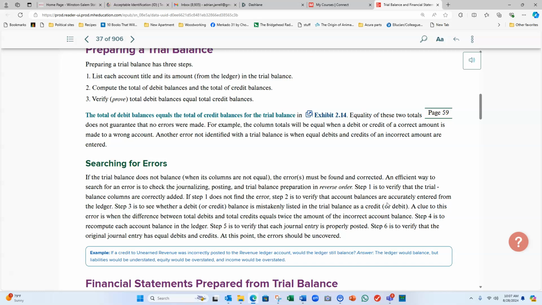One way they mentioned several good ideas here. An efficient way to search for an error is to do everything in reverse order, from journalizing, posting, and trial balance. So you first verify that the trial balance totals add up correctly. If that doesn't find the error, then step 2 is go to the account balances in the ledger and see that they are carried over to the trial balance correctly.